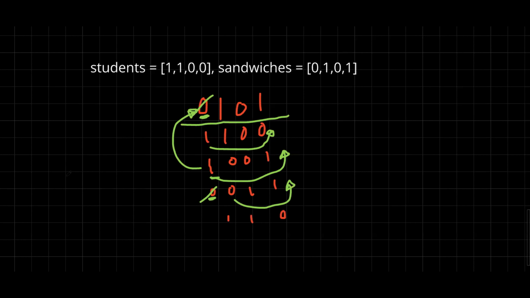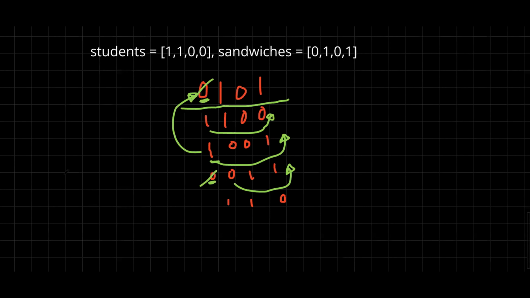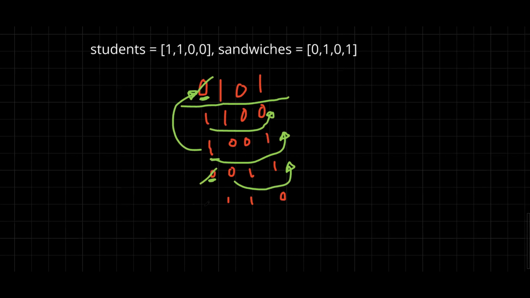So here we notice that the student which has the exact preference of this sandwich 1 will be able to eat the sandwich. So we will discard both of them.